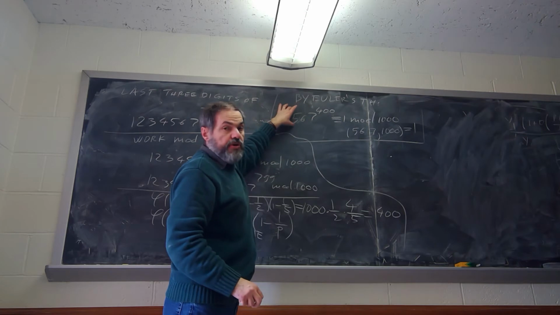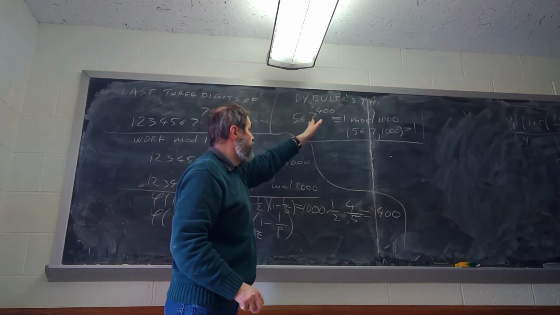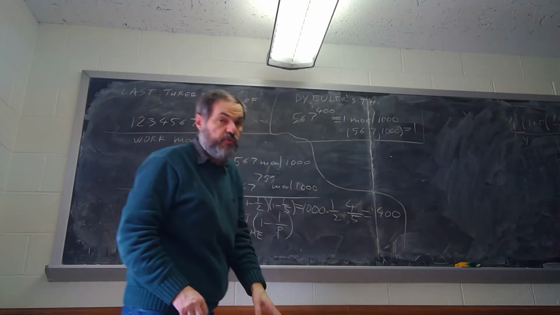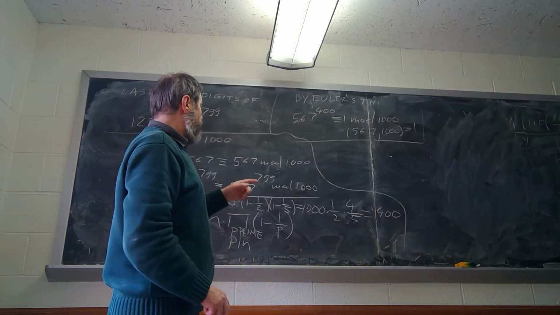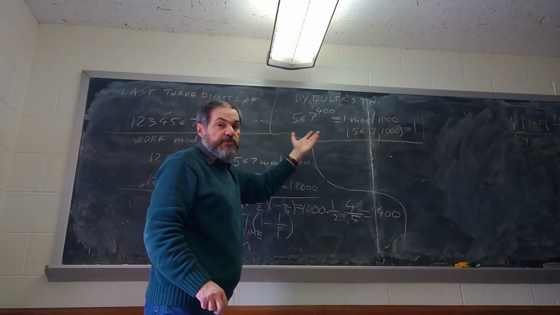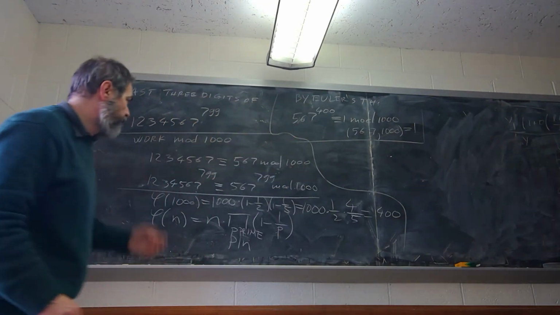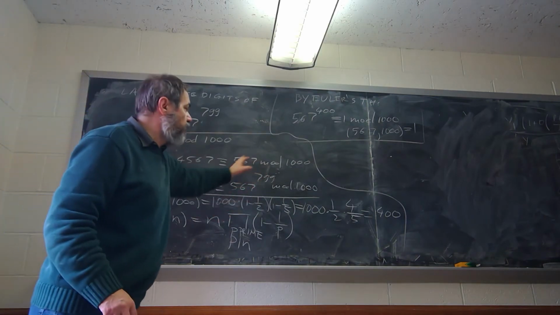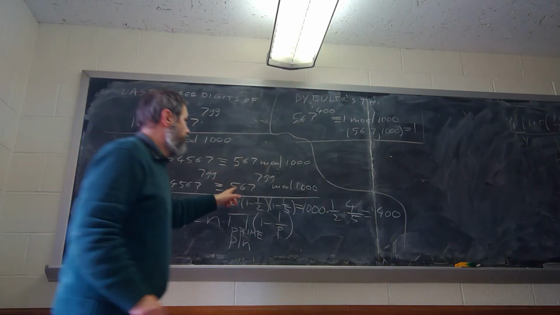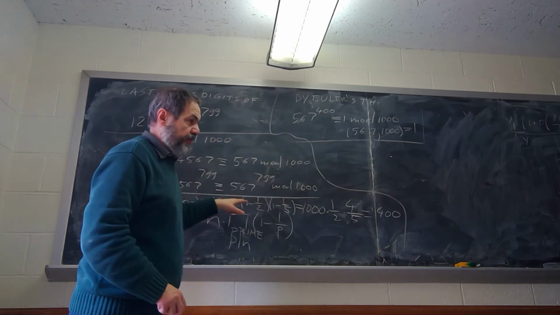And this allows us to conclude that 567 to the 400 is congruent to 1 mod 1,000. Next, I raised both sides to the same power, something that's close to the given number. In this case, I just squared them.